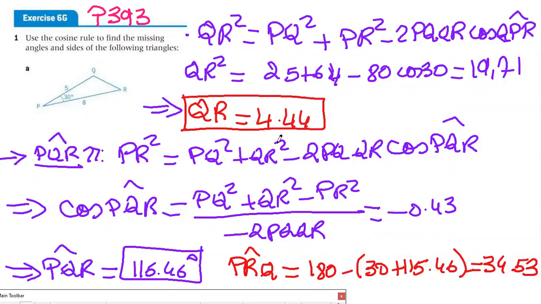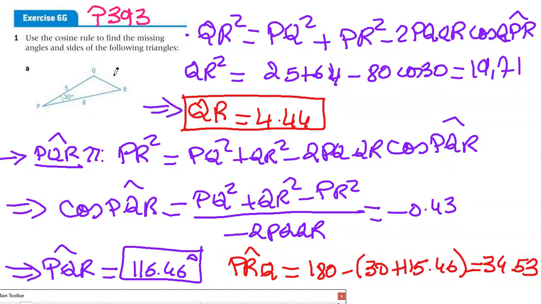So if I want to find it, first you look at which angles and sides you have. I have this angle and those two sides, so directly I can start with QR squared is equal to 5 squared plus a squared minus 2 times 5 times a times cosine 30. You replace, and you get QR. Now I still need to find another, the angle.